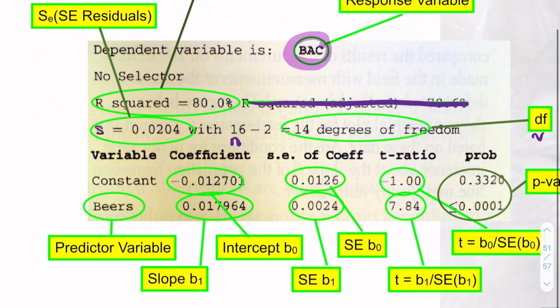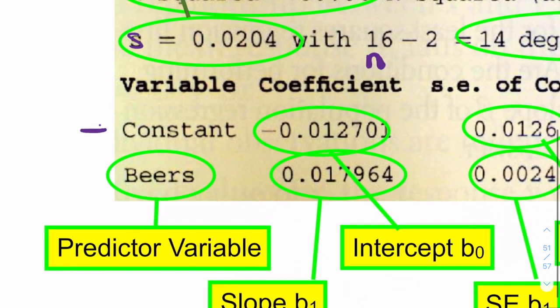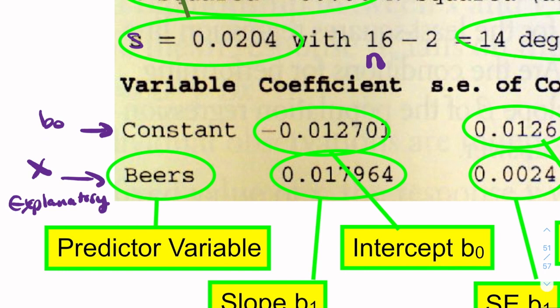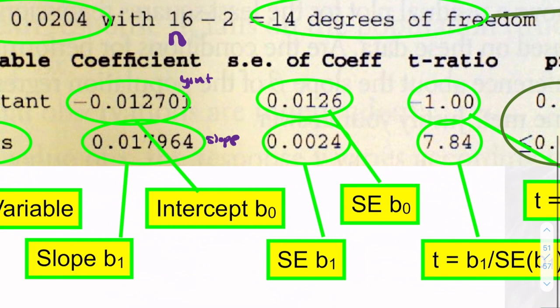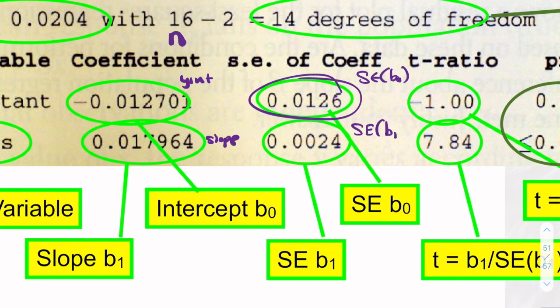Now, what else do they give you? Well, we have constant. This would be our y-intercept, and we have this as our predictor variable, or x, or explanatory variable. And then we have our coefficients. So we have our y-intercept. I'll just write these in. And then we have our slope. They give you those, and then right next to them are the standard error of our y-intercept and the standard error of our slope, SE of B0 and SE of B1.